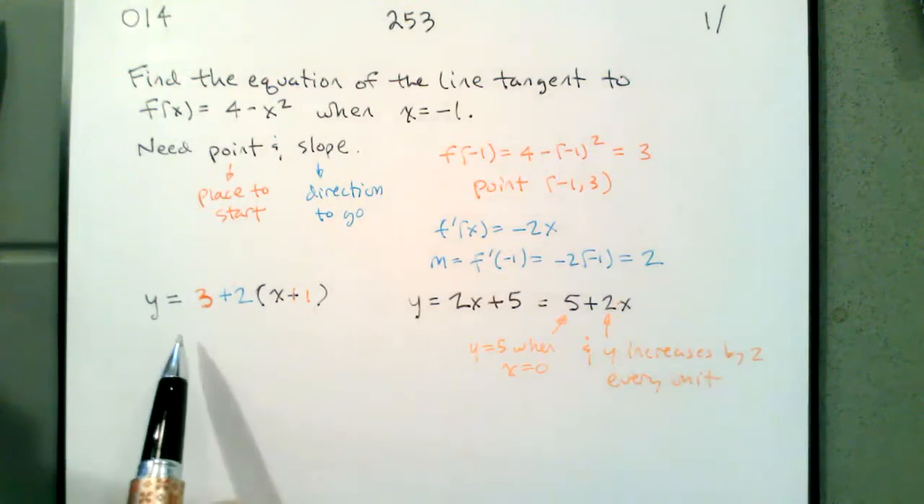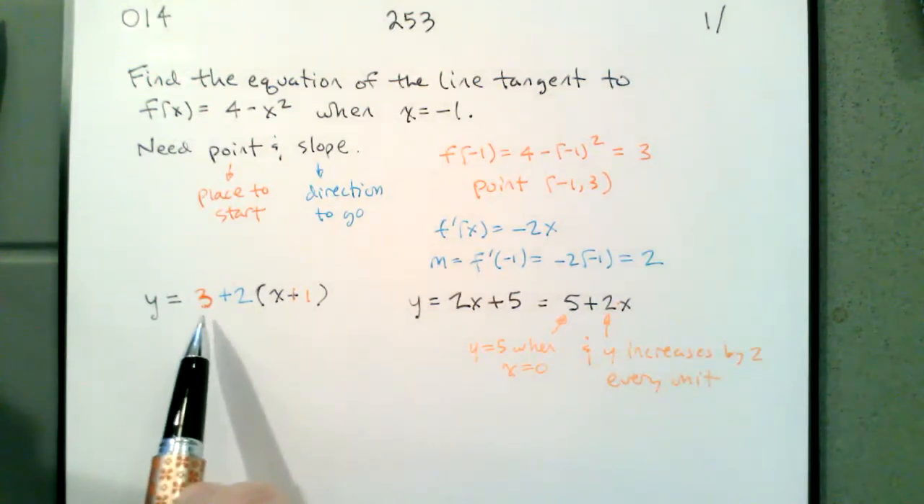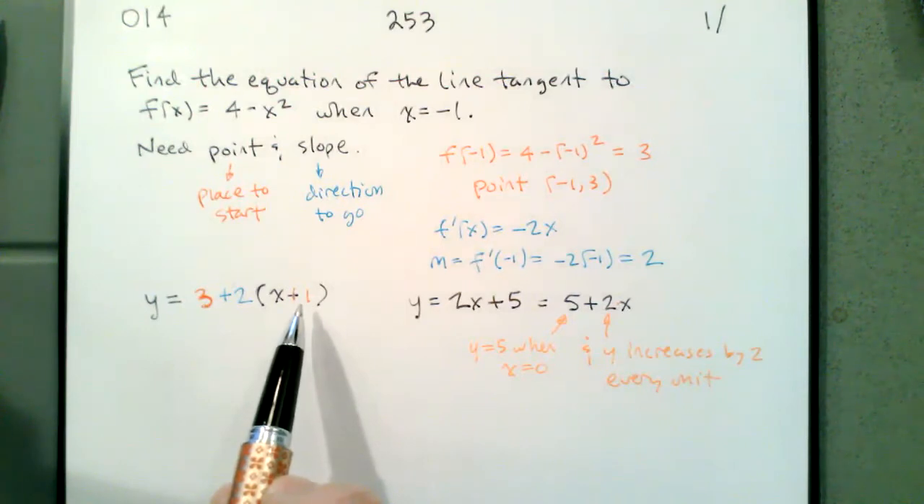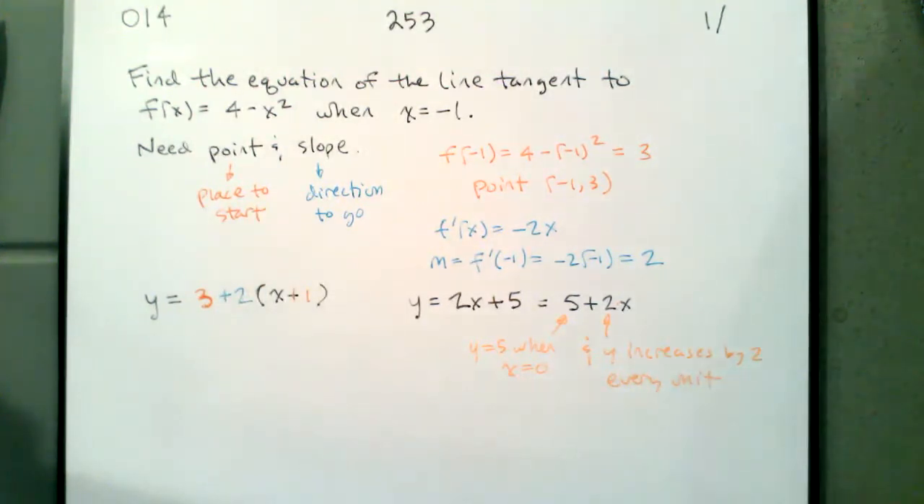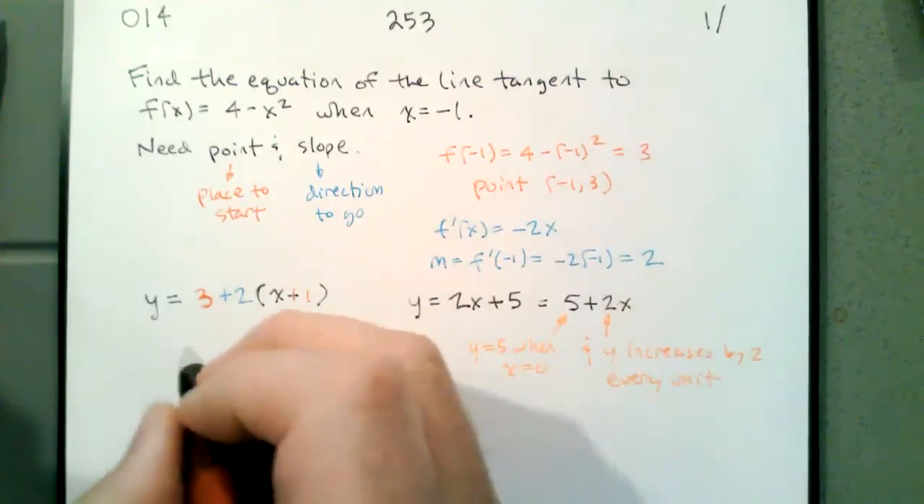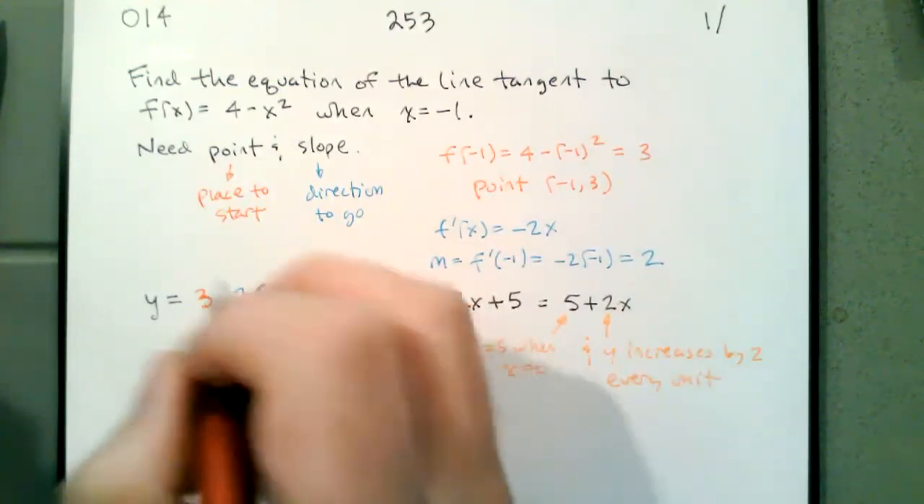I just happened to do the problem over here in point-slope form. So this would just be y is 3 when x is -1. When x plus 1 is equal to 0, we're adding 2 zero times. So this just says y is 3 when x is -1.